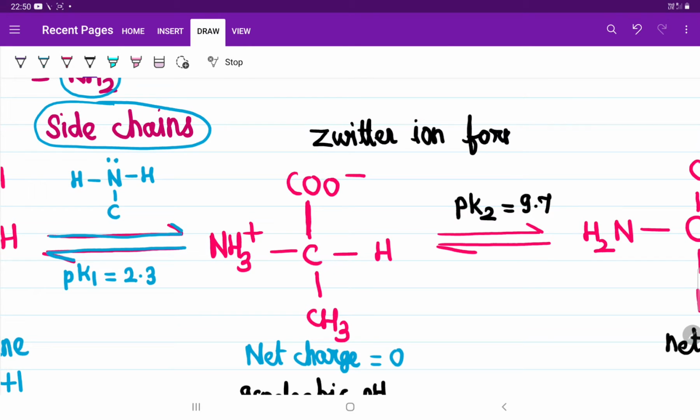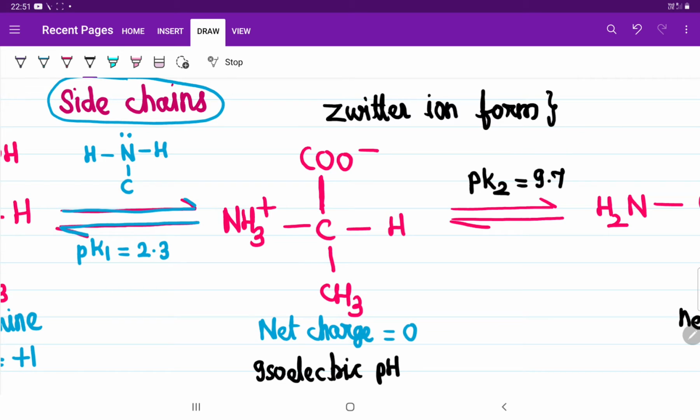Zwitter ion form is the form of amino acid at which the net charge on the amino acid is zero. This is the state of the amino acid. See, this is the Zwitter ion form. Net charge is zero or not? One negative charge, one positive charge, net charge zero. Zwitter ion form is that form of amino acid in which the amino acid is least soluble in water.